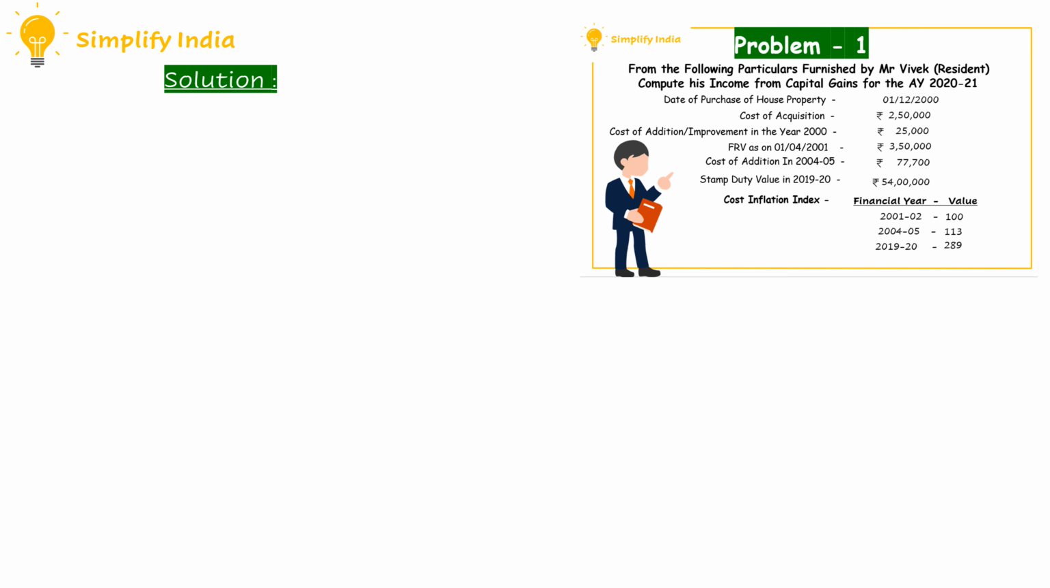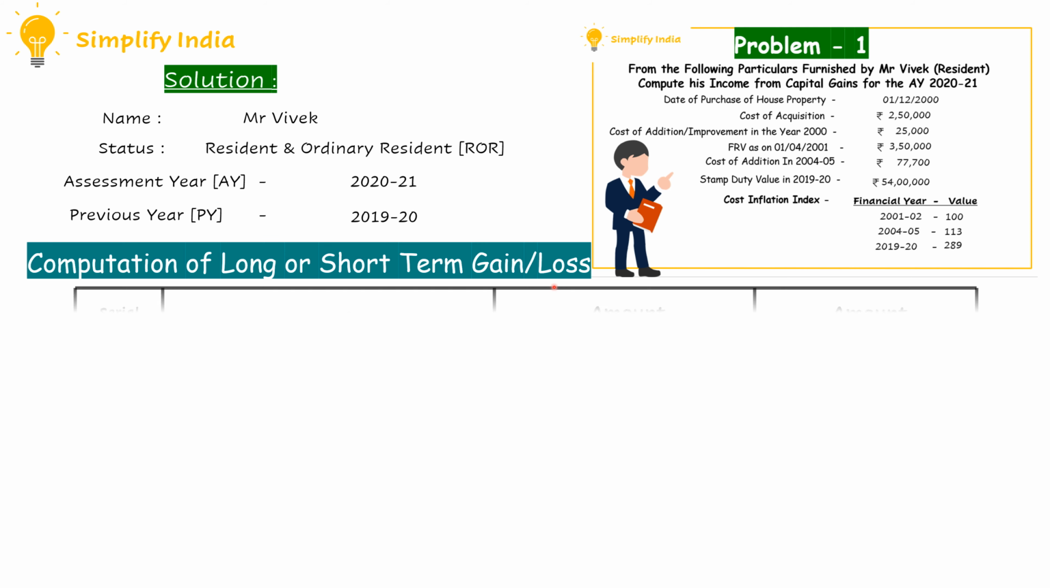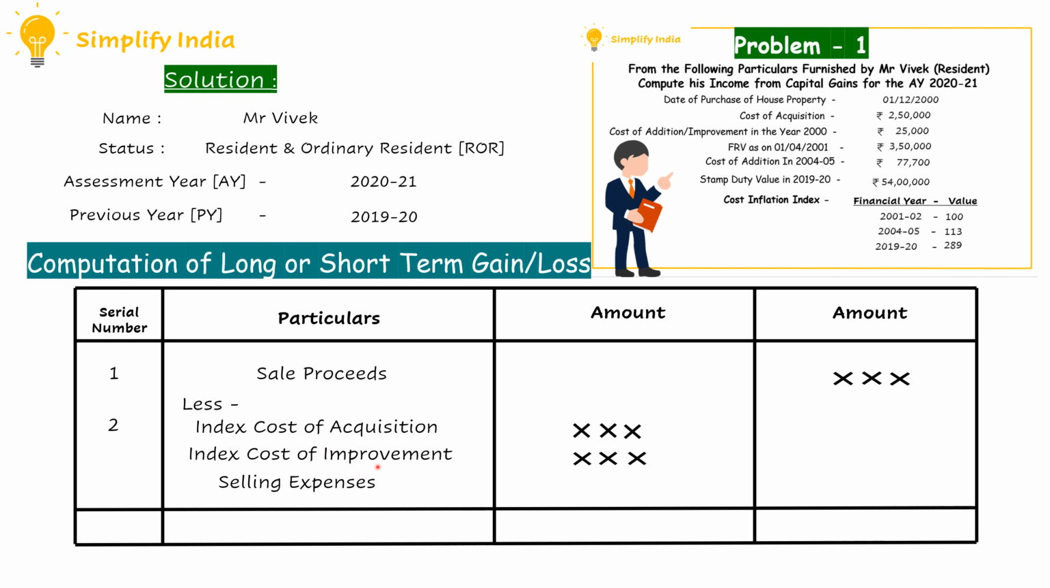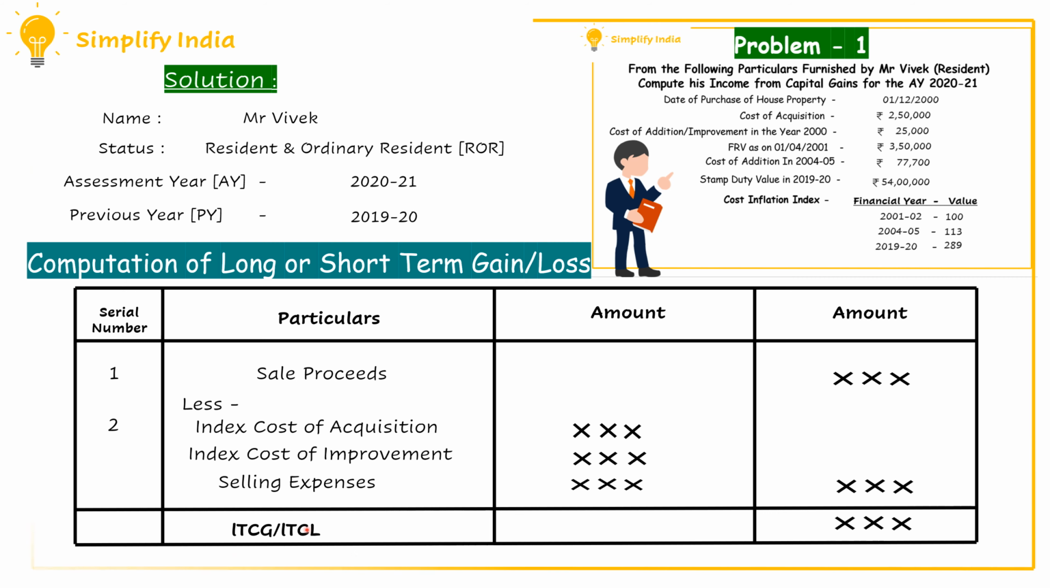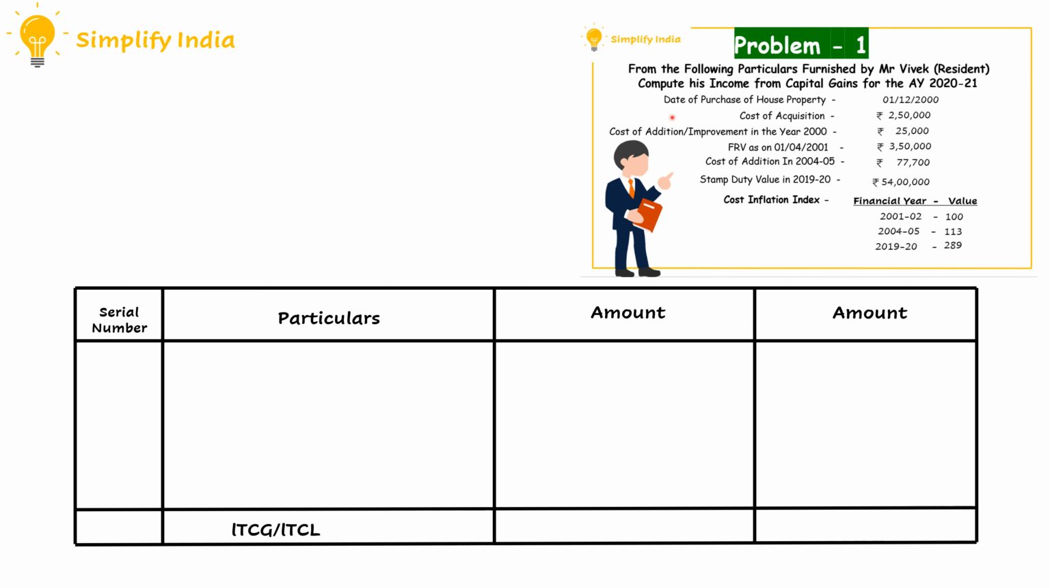Solution. First, we have to write the name of the assessee, status, assessment year and the previous year. As we know the format for computation of long-term or short-term capital gain or loss, first we have to take the sales proceeds, from which we have to deduct index cost of acquisition, index cost of improvement and the selling expenses. When we deduct all these three from the sales proceeds, we arrive at long-term capital gain or long-term capital loss. From the given problem, we can say that the house property is a long-term capital asset as it has been purchased on 1st December 2000. Let us proceed with the solution.